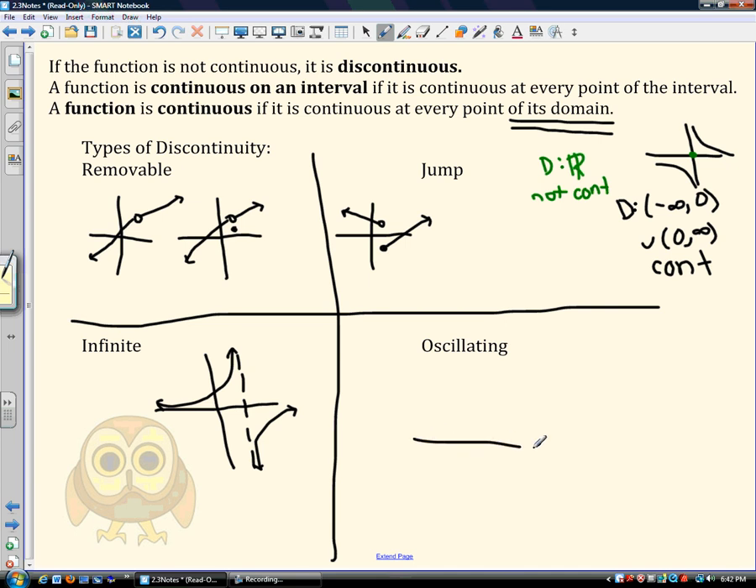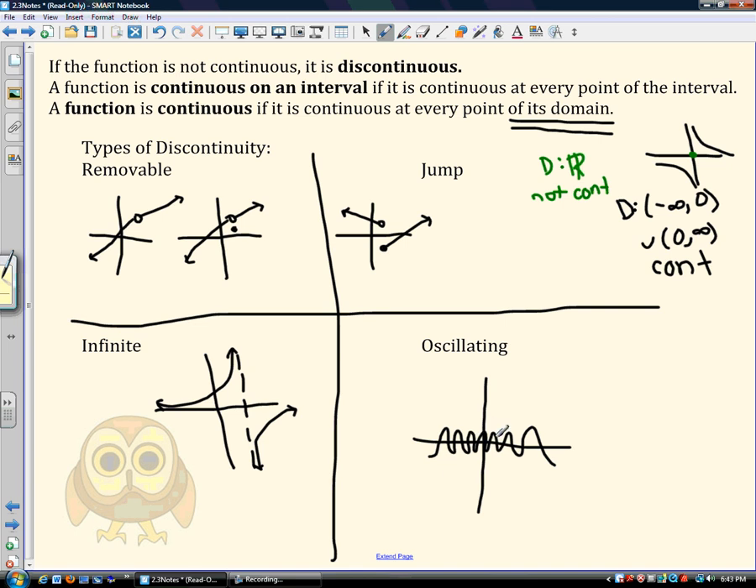And the last one is oscillating. Some functions will be oscillating back and forth instead of approaching a particular value. And so the common example for this one is sine of 1 over x, which as you go towards 0, gets, oh, this is difficult to draw, right? Gets closer and closer together. Okay? So that's a really bad drawing of it.